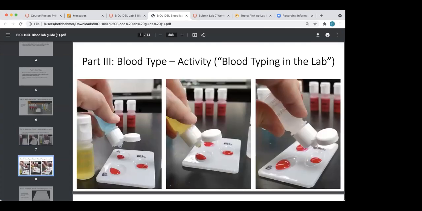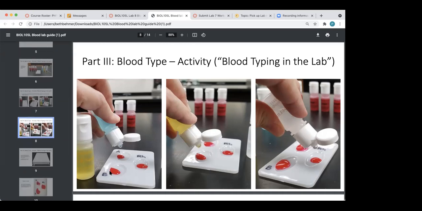Then we're placing antibodies in each of the wells. So we're placing the blue antibody into the antigen A well, the anti-B antibody into the antigen B well, and the RH antibody into the RH well. And again, what we're doing here is just adding antibodies to the samples of blood. If the antibodies find an antigen to grab hold of, the antigen being what that antibody is named for, it will cause clumping.